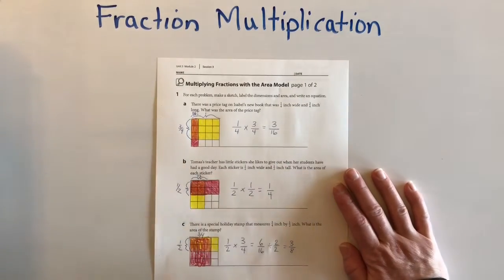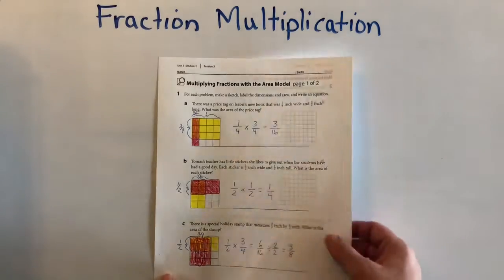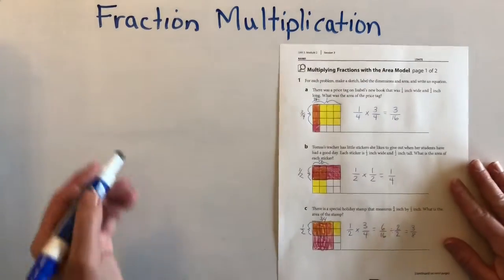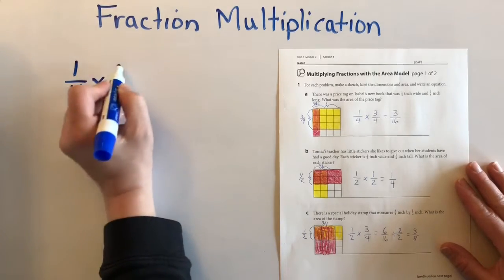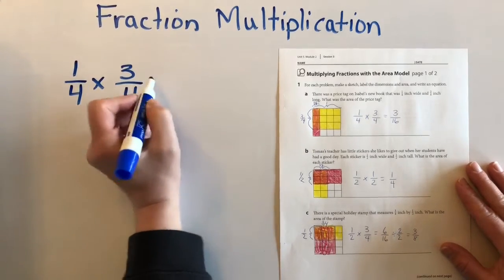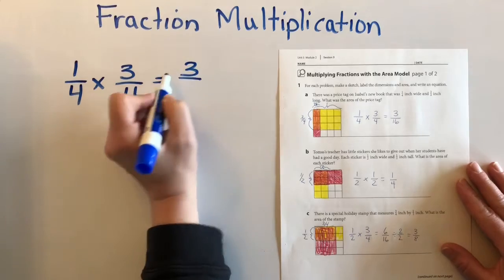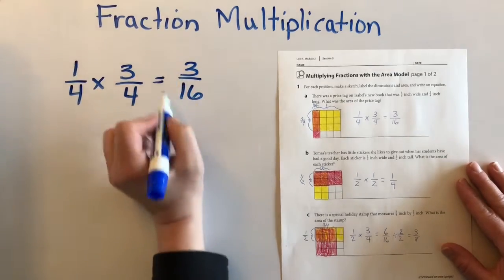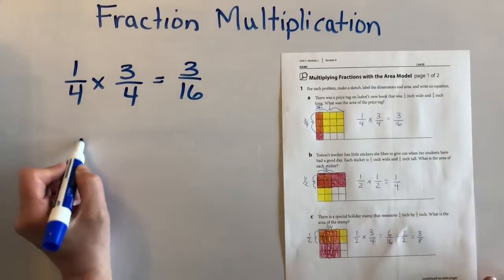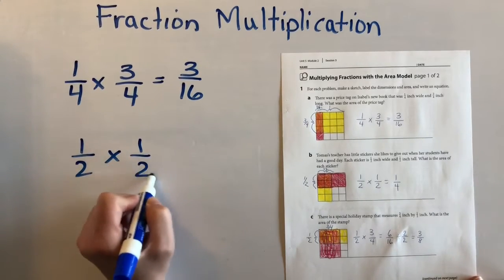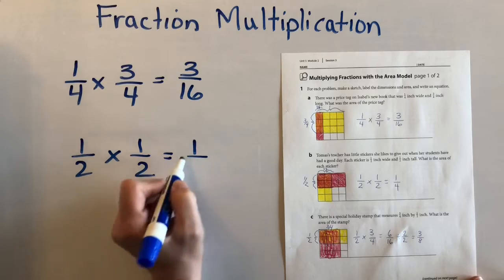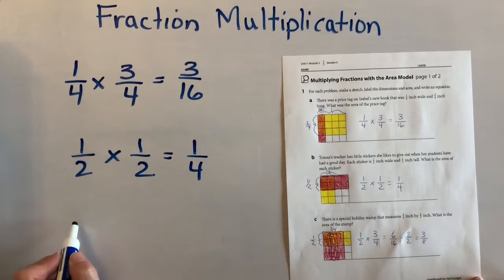And I wrote down these answers here, and what I want you guys to notice is, I'm going to rewrite them here, I want you guys to look at the numbers that were originally in the fractions, and I want you to look at the products, the answers to the multiplication problem, and what do you notice is happening with the numerators and the denominators in the problems to get those products.